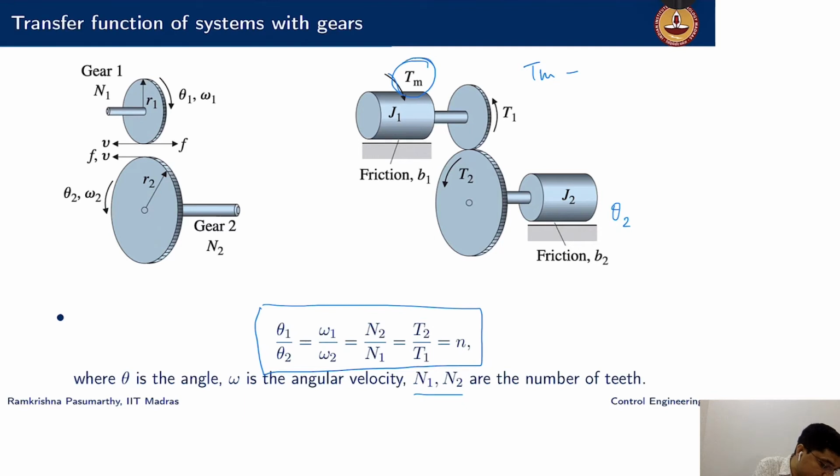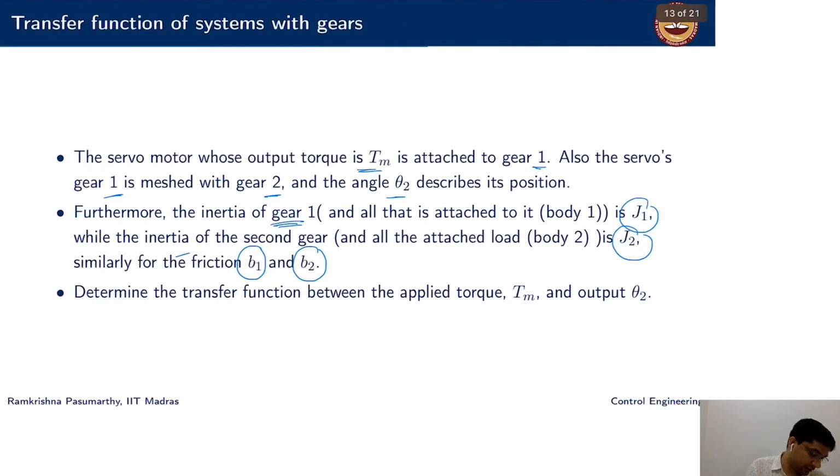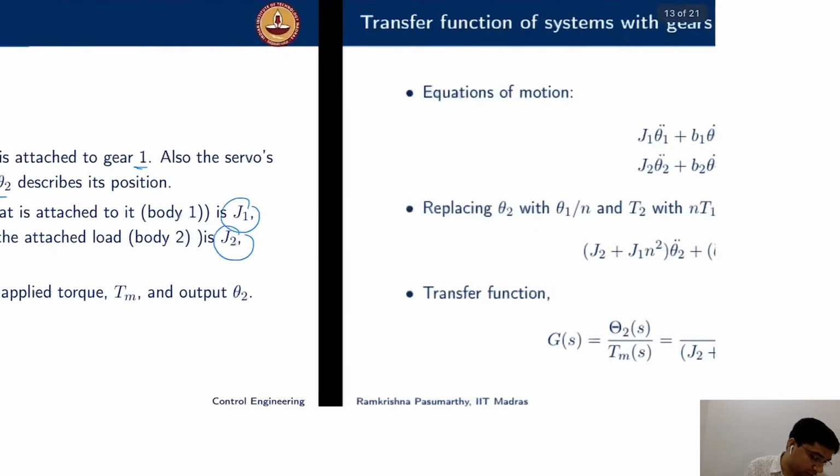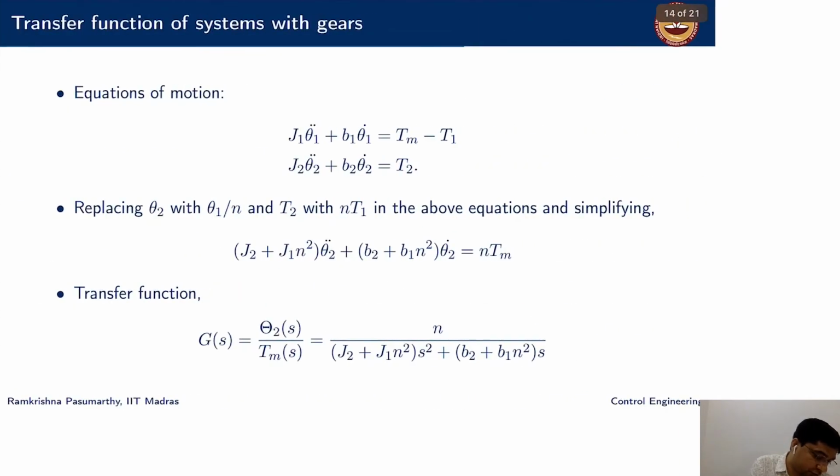So Tm starts here. What results here is T1. The torque which transmits to the gear is T1. What happens in between is that there will be some dynamics associated with the shaft here itself, right? So I have the difference of those torques captured by J1 theta 1 dot and J2 theta 2 dot.